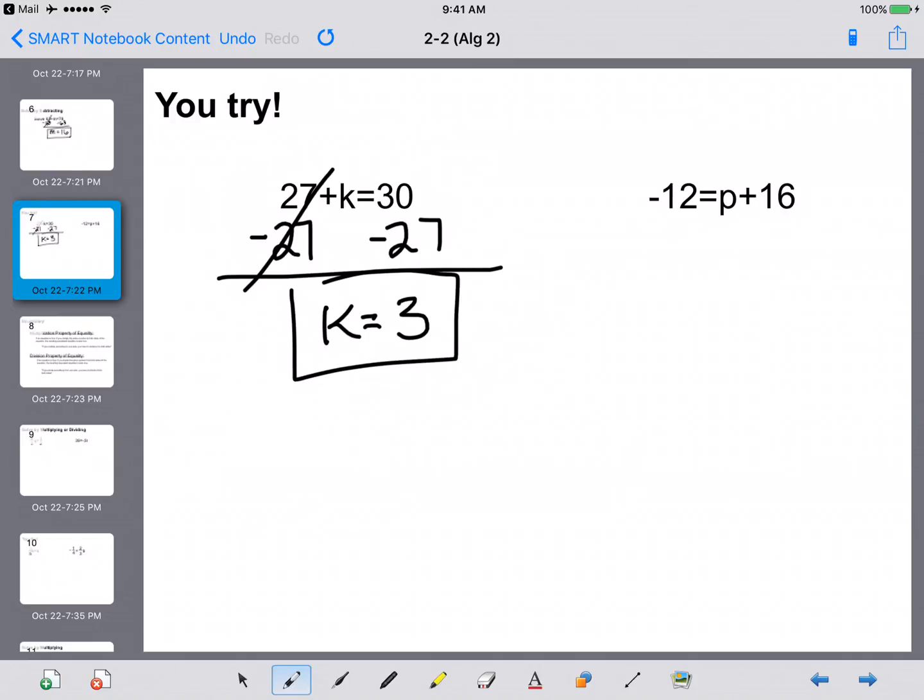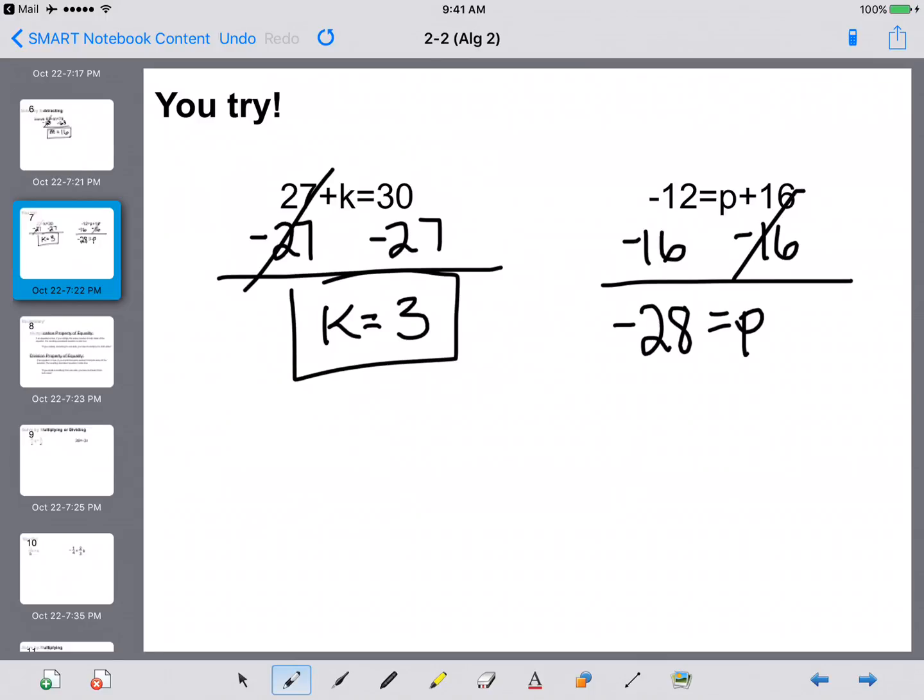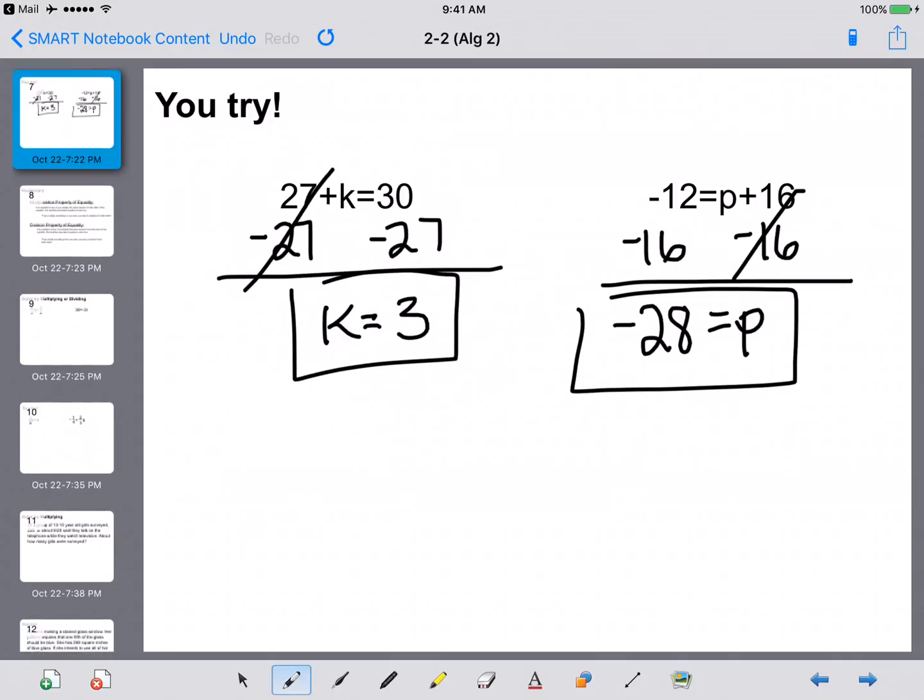Negative 12 equals p plus 16. We have to get rid of that plus 16 by subtracting 16. What you do to one side, you do to the other. Negative 12 minus 16 will get us negative 28. And that equals p, and we canceled those out. So p is negative 28.